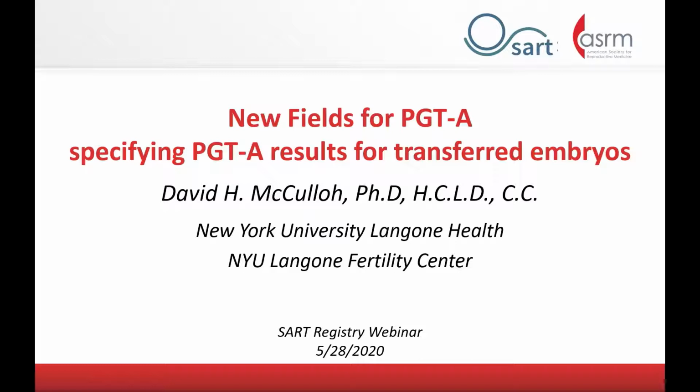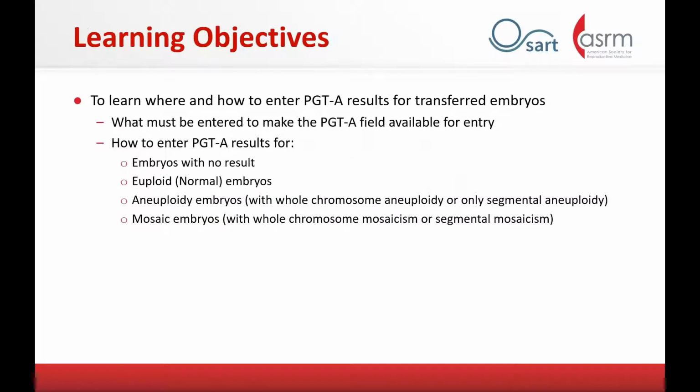The topic of these next few slides will be new fields for PGTA, specifying PGTA results for transferred embryos. Well, hello again. What we want to do is learn where in SART cores and how to enter the PGTA results for transferred embryos. There's a couple of steps. The first one is the step that's required in order to make the fields appear. So what has to be entered to make the PGTA field available for entry? And then the second thing is how to enter the PGTA results.